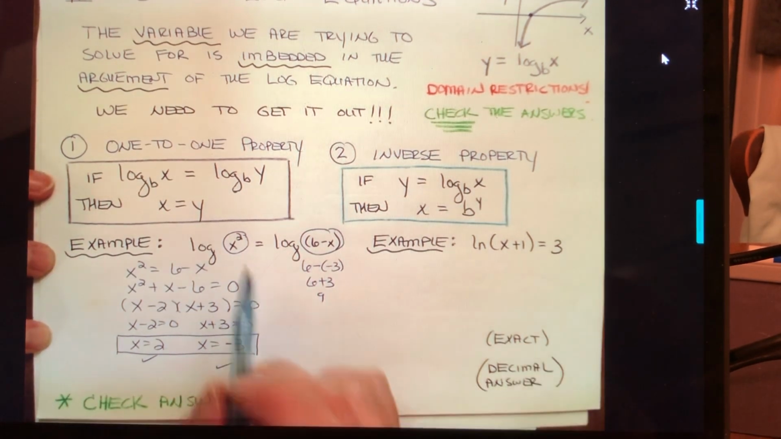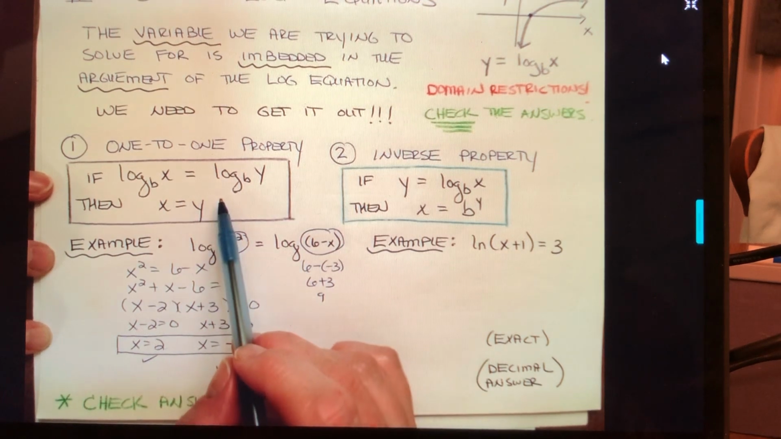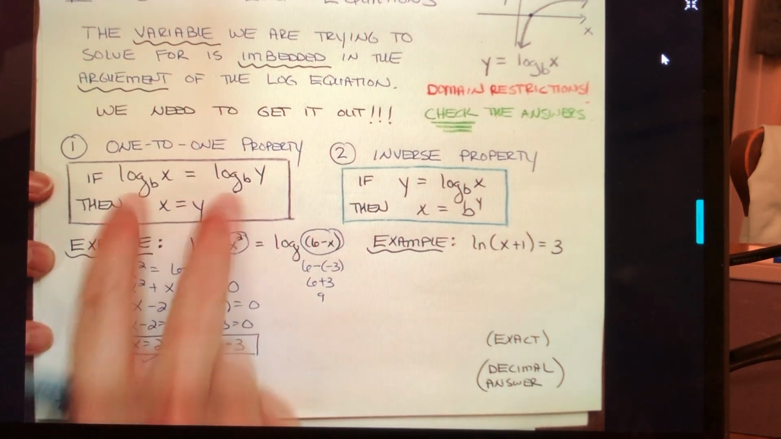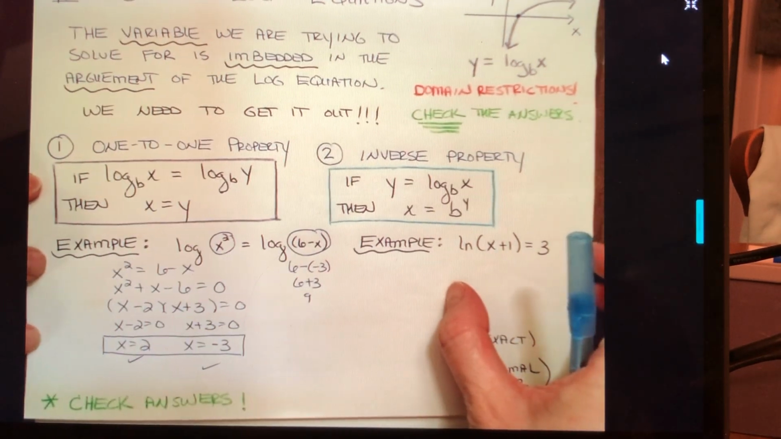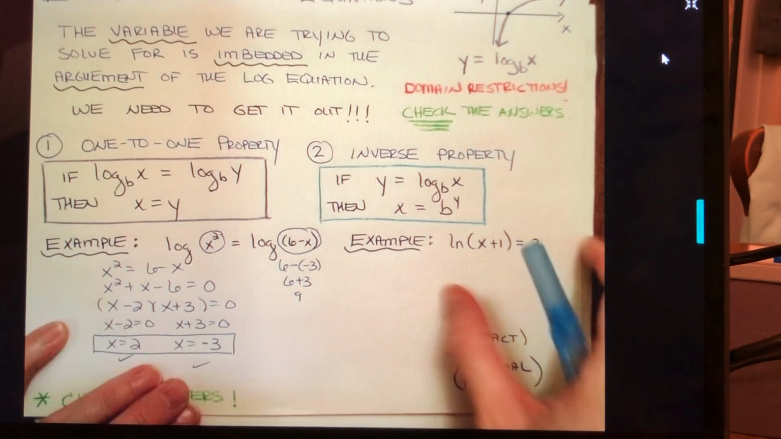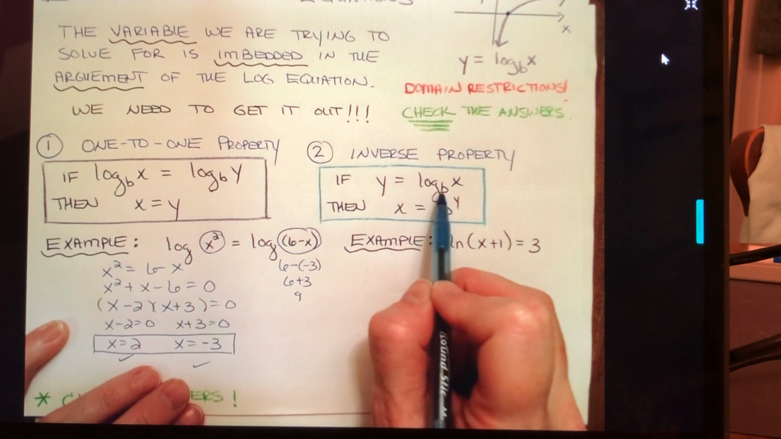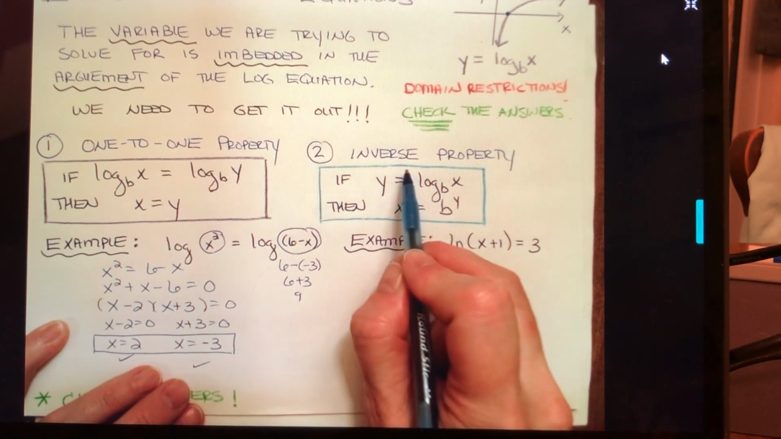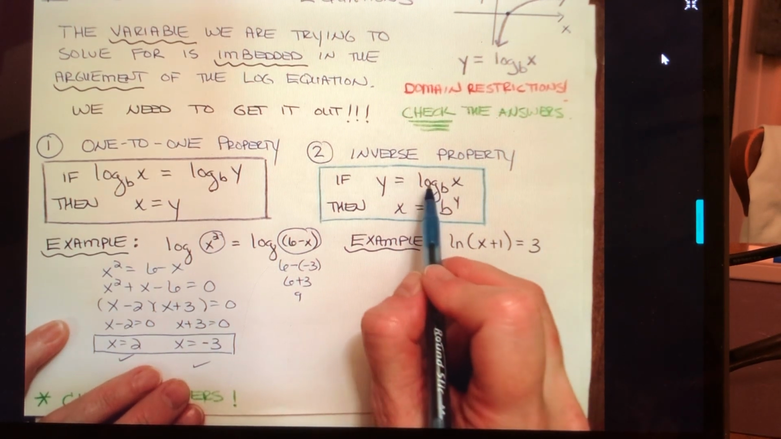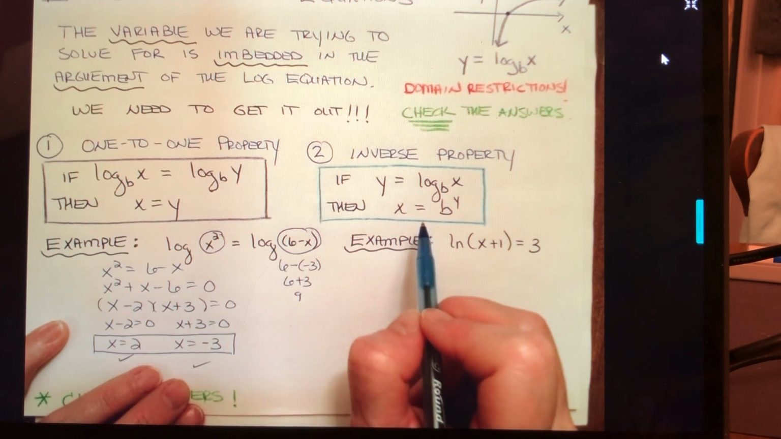Okay, not all log problems are one-to-one. In other words, they don't look like this. So here's an example of an inverse property problem. So again, we have a typical log. Y equals the log of x to the base b. If it's not one-to-one, which this clearly isn't, we want to switch it into its exponential counterpart.